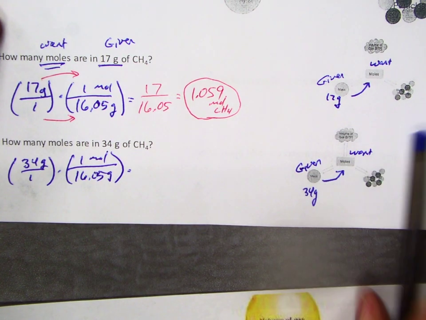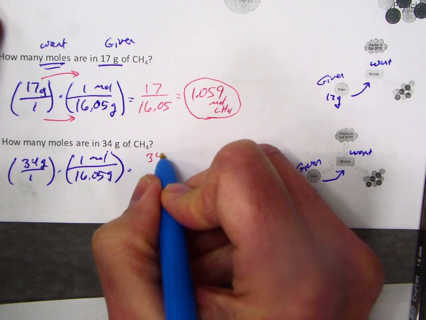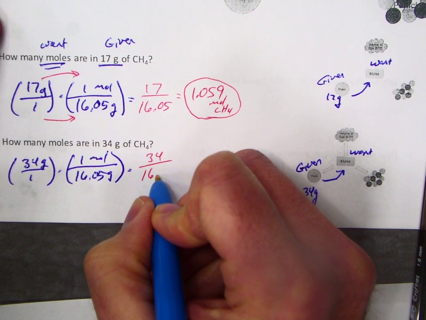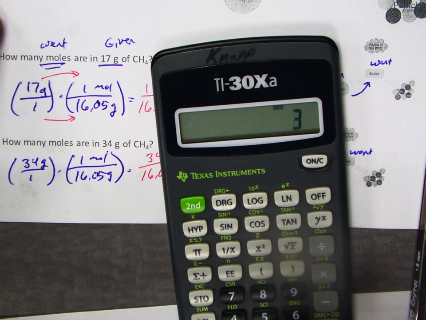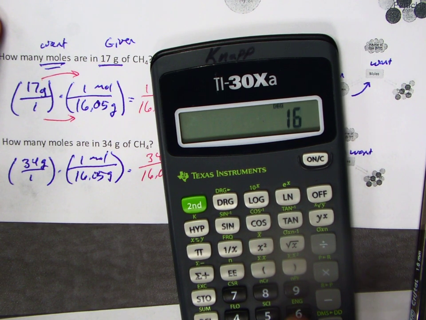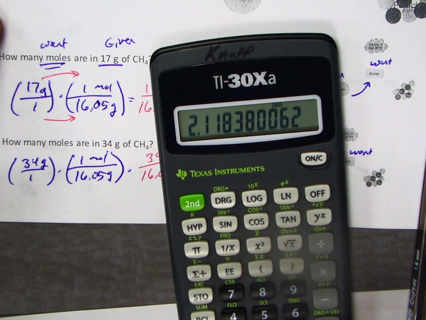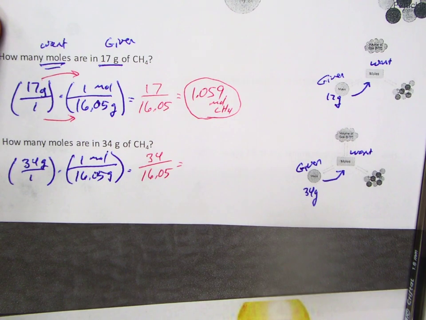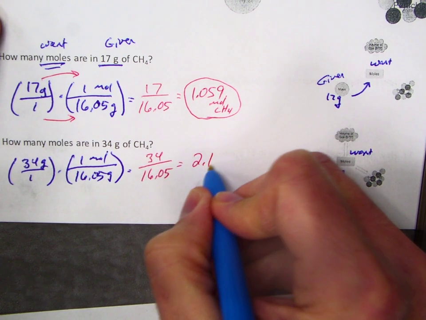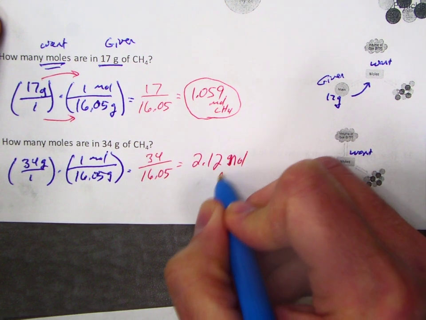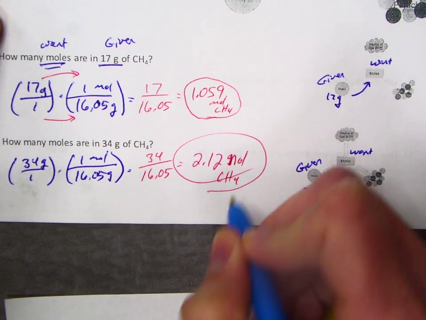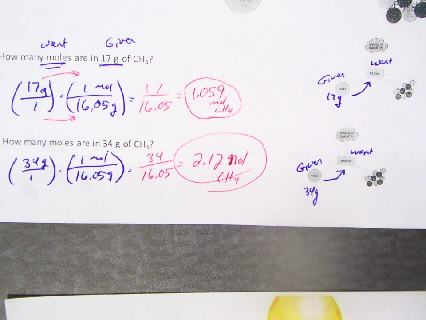When we do our math, multiply across the top, that's 34 over, multiply across the bottom, over 16.05. 34 divided by 16.05 gives us, let's call it, 2.12 moles of CH4. Hope that helps. Let's go on to the next page.